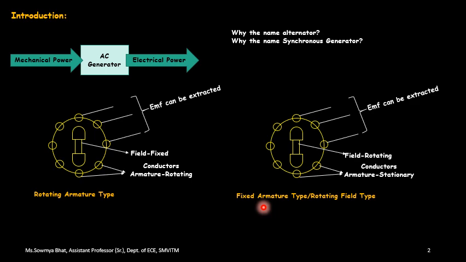So what is the difference between these two? Whenever in my design I want low voltage machines, or in other terms smaller power output machines, in such conditions I will make use of rotating armature type alternators.